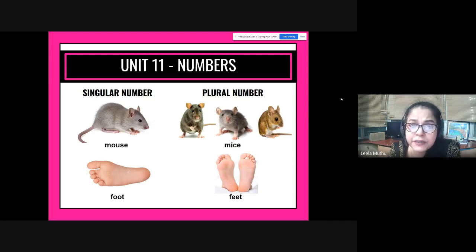Now you have foot. Now you see between F and T, O has changed to EE. Okay, so this is another way of changing from the singular into the plural. The letters in between change and turn it into the plural number. So 1 foot, many feet.